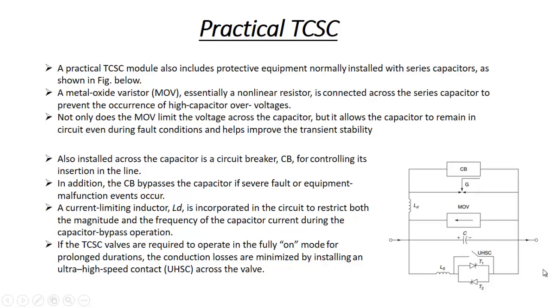fully on mode, in that case, instead of using these switches, we can see a lot of losses occurring in these switches, so it is better to use an ultra high speed contact to close this, to bypass this. If it is in fully on mode for a prolonged duration, in that case the conduction losses are minimized by installing this UHSC switch, which is used across this valve. So these are some protection equipment that are used along with the TCSC so as to improve its performance.